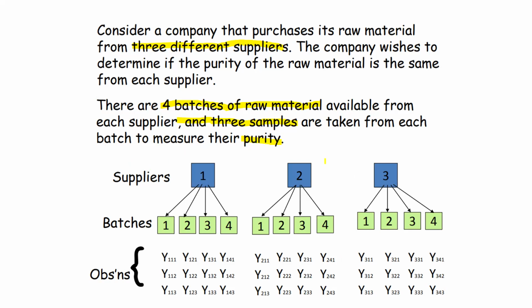There are 3 suppliers in the blue colored box. Then in the green colored boxes, you can see the batches, and with respect to each column, the samples for each case. How many cases have you considered? There are 12 cases. So all together there are 36 observations in your case.